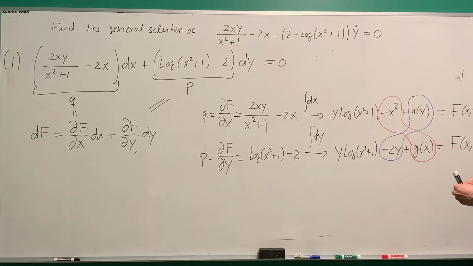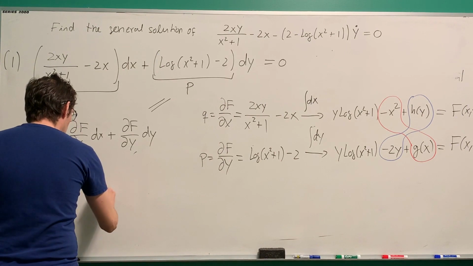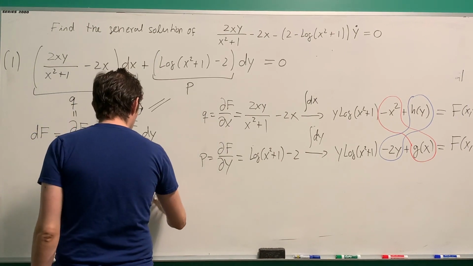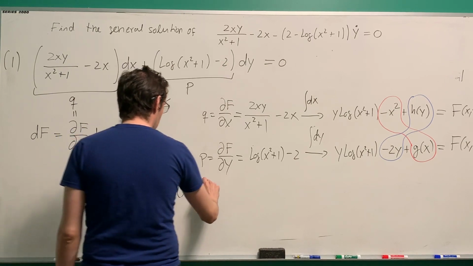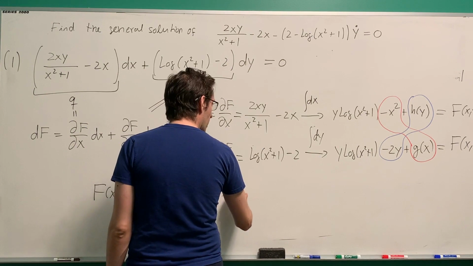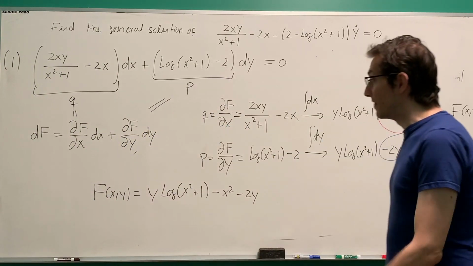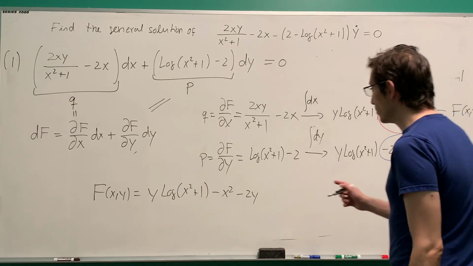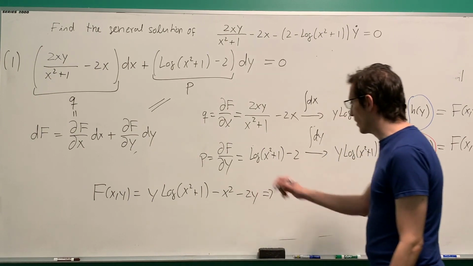All right, so that allows me to pick one of the two expressions to write the f of x, y that we just found. f of x, y is equal to y log of x squared plus 1 minus x squared minus 2y. Wonderful. That is not the solution to this equation. The solution to this equation, the implicit solution, is equating that to a constant.